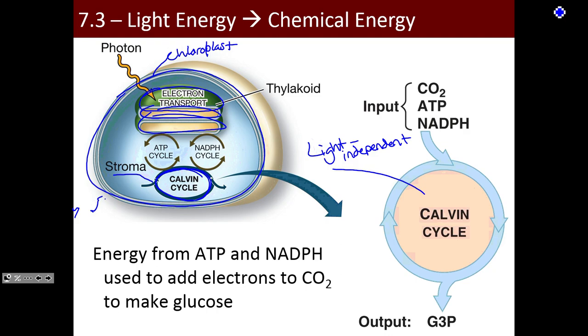And these reactions will only occur as long as ATP and NADPH are available in the stroma. So as they occur and use up ATP and NADPH, if new ATP and NADPH are not being created by the light reactions, then those reactions run out of steam and shut down. Okay? So they require energy from ATP and NADPH for the Calvin cycle, and ultimately our output is going to be G3P.